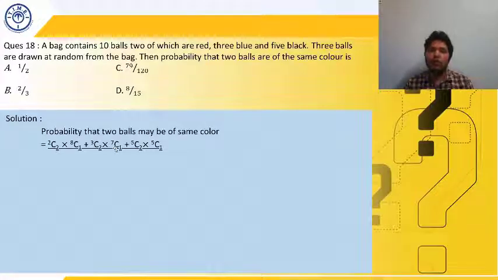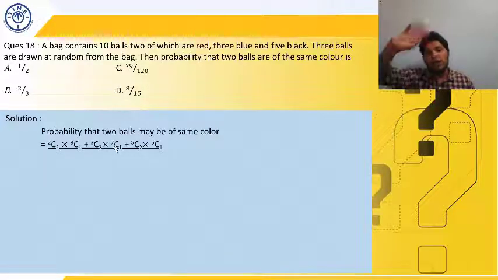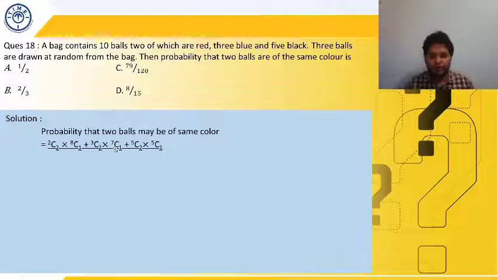So 2C2 ways are those ways in which we can select 2 red balls out of 2 red balls. And from the remaining 8 balls we can select any one ball. So 8C1, by 8C1 we can select 1 ball from the remaining 8 balls. So this is the first case when we have selected 2 red balls and 1 from either blue or black ball.